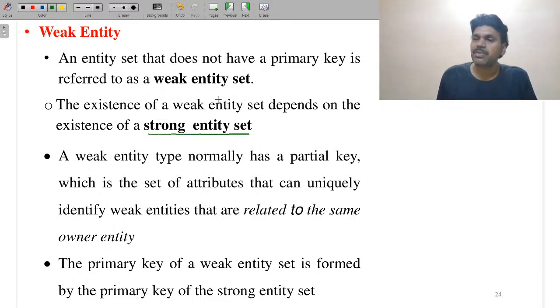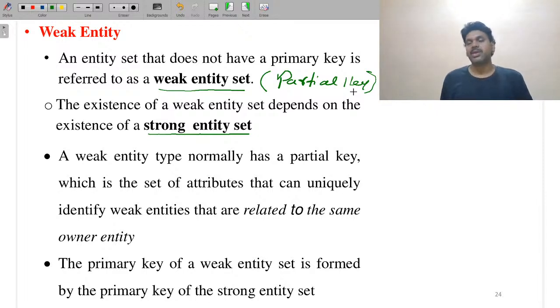So what is the meaning of a weak entity? A weak entity does not have a primary key. Weak entity has only what? Partial key only. When you have a partial key in your entity, then it is called a weak entity. So a weak entity cannot be represented on its own. It has to depend on another strong entity. Therefore, a weak entity does not have any significance on its own as it has to depend on a strong entity.